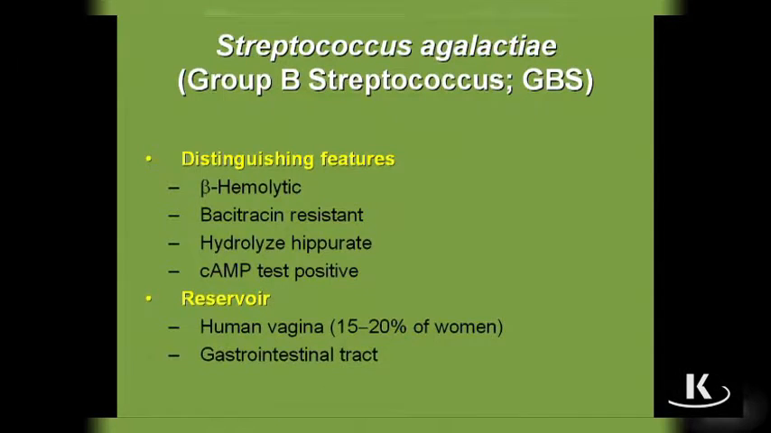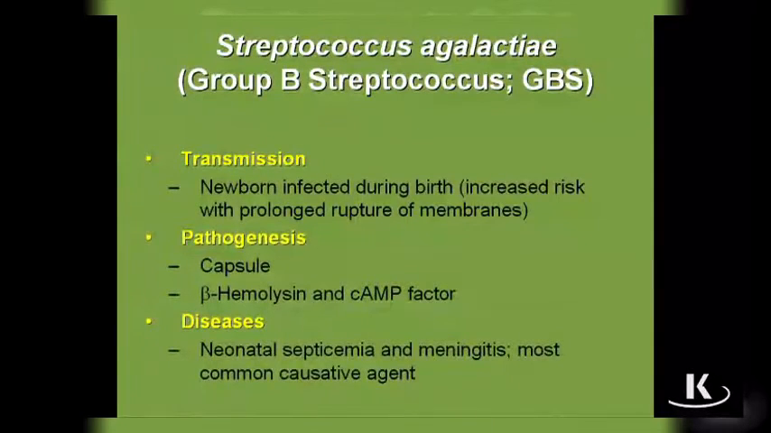Reservoir, it's normal flora in the vaginal mucosa, 20 to 50% of women. And that's clearly how you know now that it's a leading cause of neonatal meningitis. So it's transmitted typically during birth, usually from either the vaginal flora or the fecal flora. So women now that get routine prenatal care are tested for Group B strep during the pregnancy.